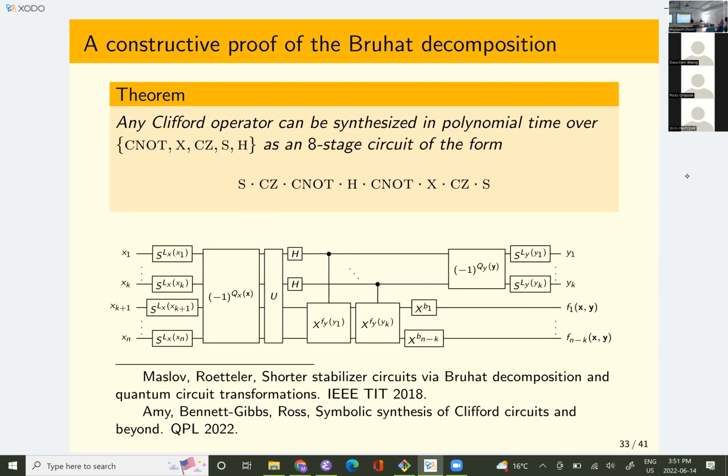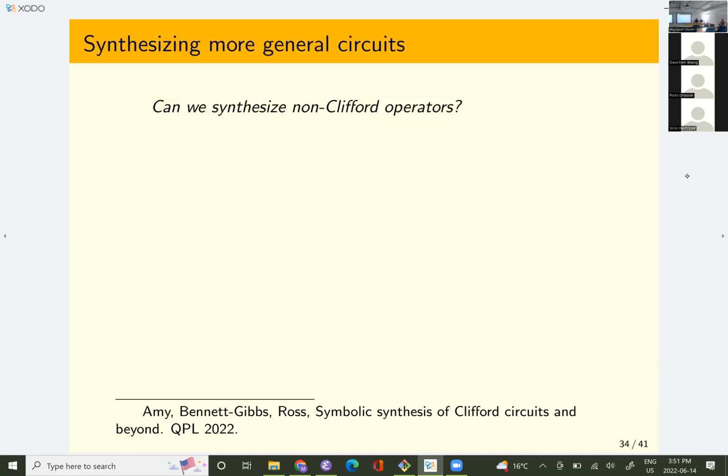When you decompose the normal form this way, you immediately get this 8-stage circuit, which has previously been arrived at using the Bruhat decomposition of the Clifford group, right? But this is a purely constructive proof. It's a proof that actually has a constructive polynomial time algorithm to generate this 8-stage circuit. And it's really trivial. Again, in our paper, it's only 1 page. And this is what the circuit looks like. I'm just blasting through this, actually.